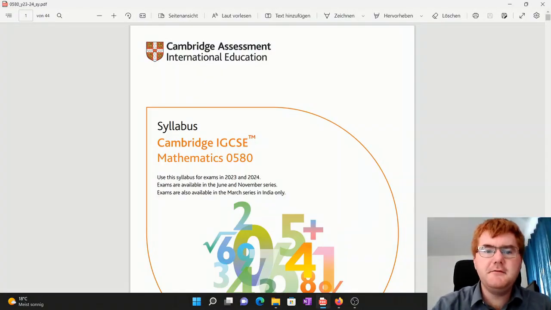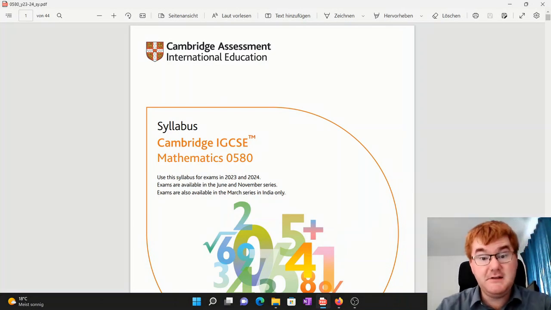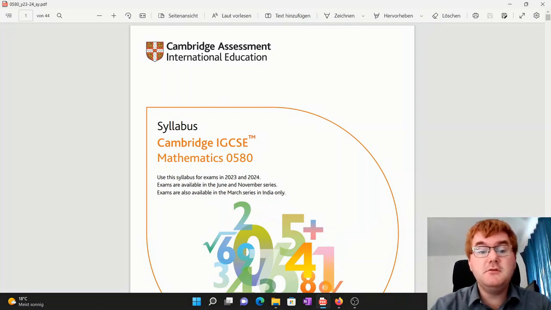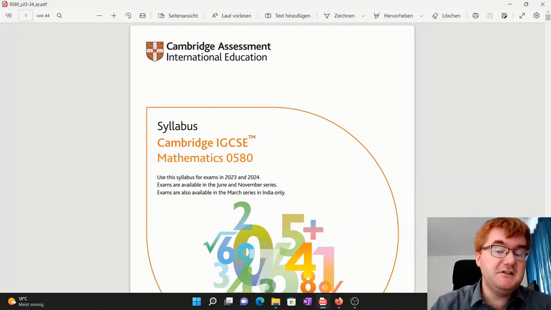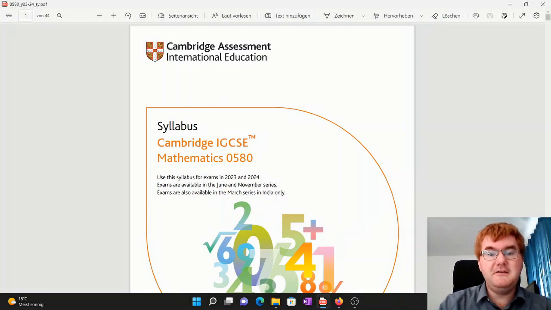Okay, so let's go through the Cambridge iGCSE 0580 course, and this is a document going from 2023 and 2024, so it's really up to date. One thing to be aware of, if you are based in India, there is also exams available in the March series. So generally, with this iGCSE, you have exams in May, June, and you have exams in October, November. But in India, there is also the possibility to be assessed in March as well.